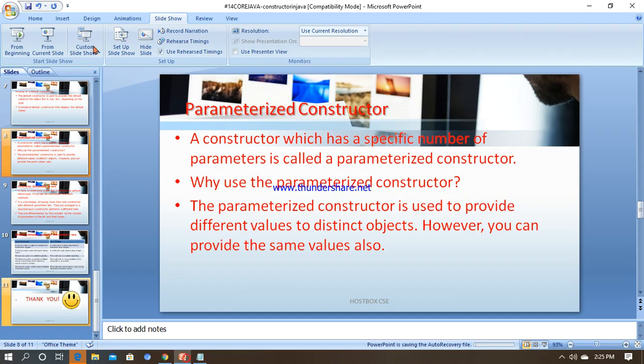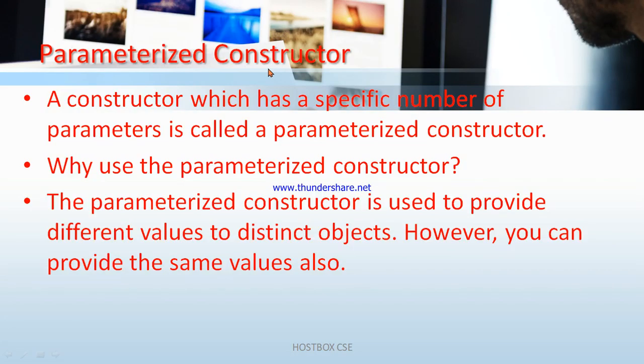Now go for the next type, that is the parameterized constructor. A constructor which has a specific number of parameters is called a parameterized constructor. And why do we use a parameterized constructor? Because it is used to provide different values to distinct objects. However, it can provide the same values also. Let's go for an example so you can understand better. We can use it to provide different values to distinct objects. For example, if you take a person, you can give the name, age, phone number, whatever information you can give based on the value.